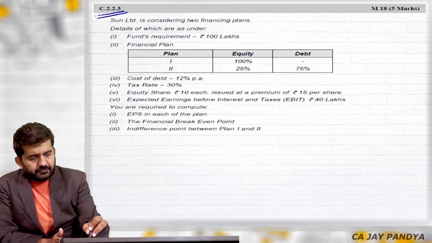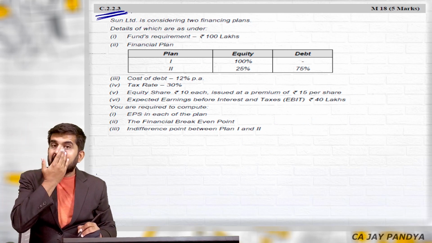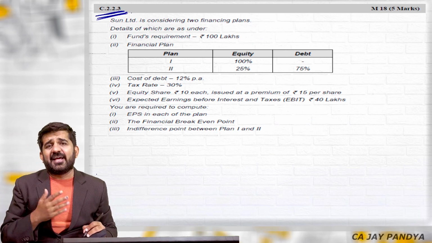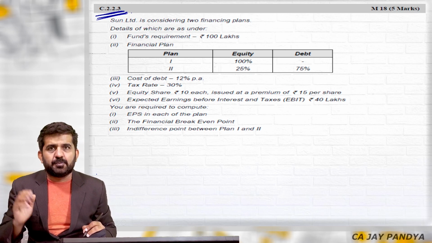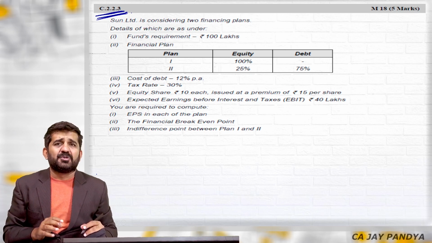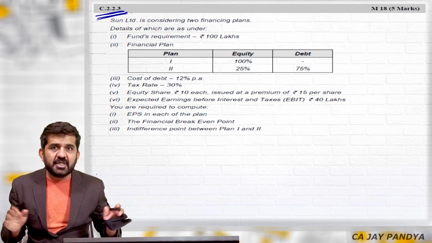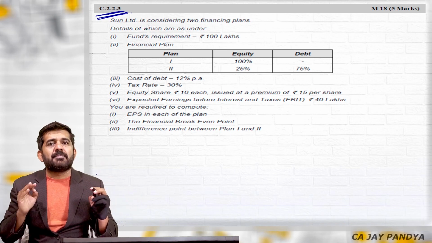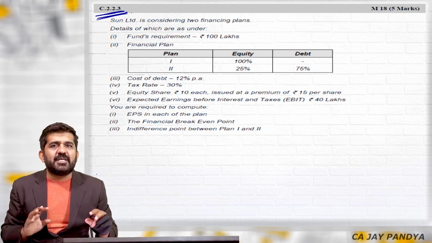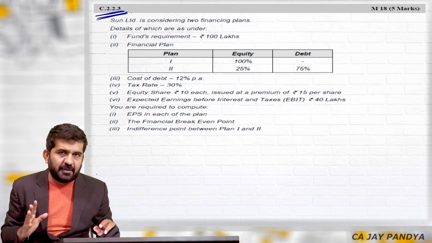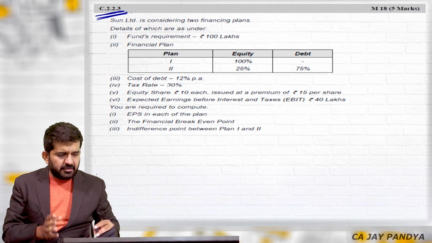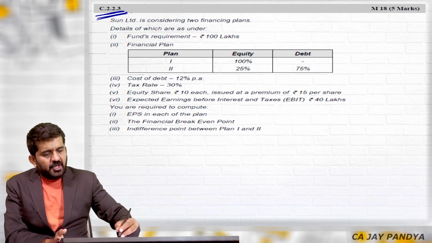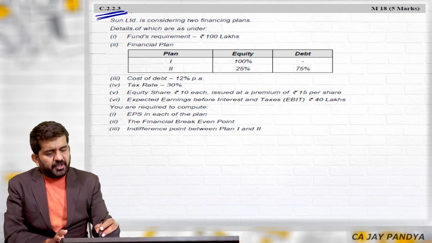2.2.3. See, I have seen 8 to 10 questions of this particular type of selecting plan 1, plan 2. They all are similar questions. There is just working which is going on. They find out EPS, maximum MPS, compare EPS and MPS, they select which is maximum, and this is how all the questions go in that particular case. We are going to the next question, that is 2.2.3.